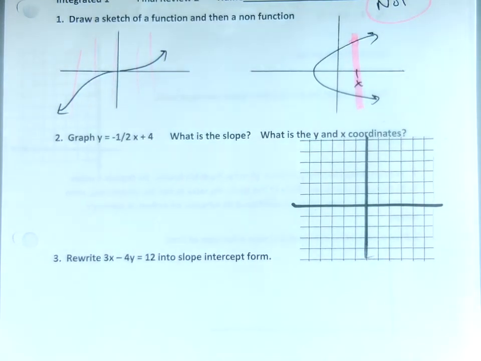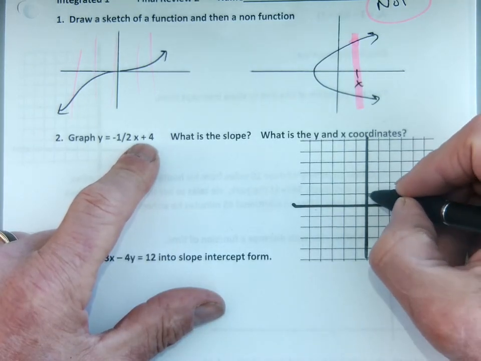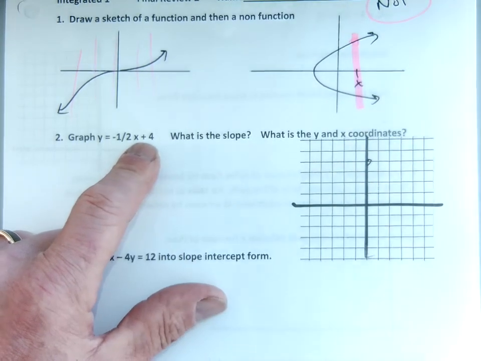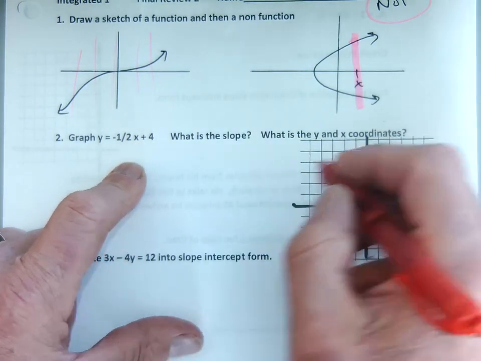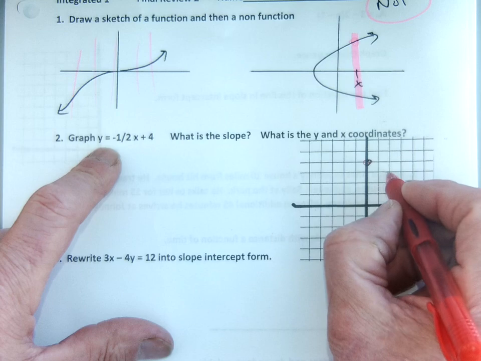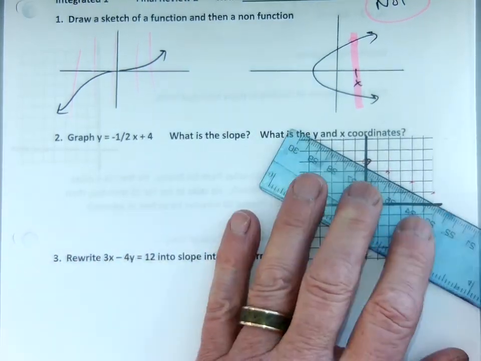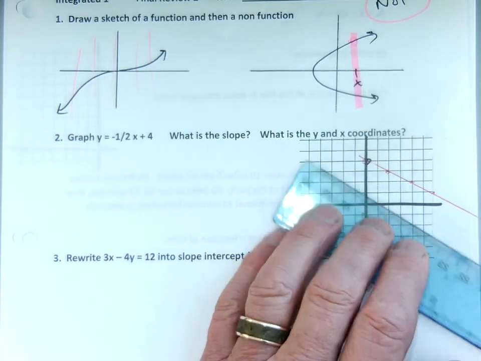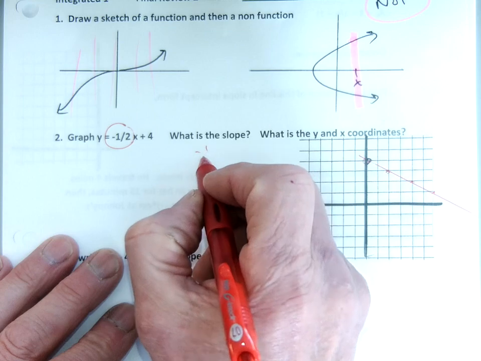Number 2, graph y equals negative half x plus 4. I start at 4 for the y-intercept. 1, 2, 3, 4. And then after I go to 4, I apply my slope, which is down 1 over 2, down 1 over 2, and so forth. And there it is. Okay, now the slope, negative 1/2.